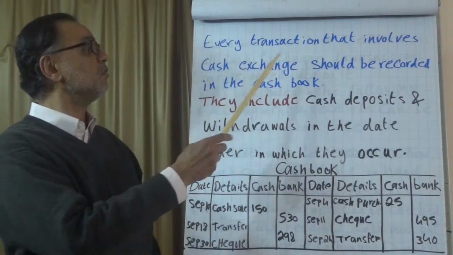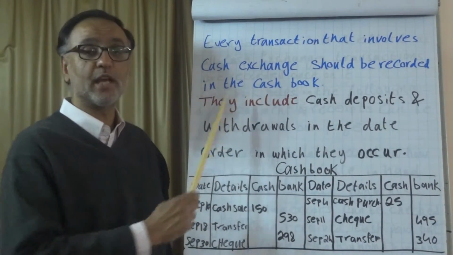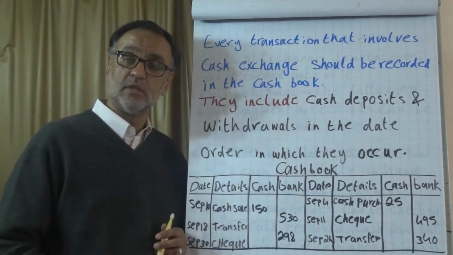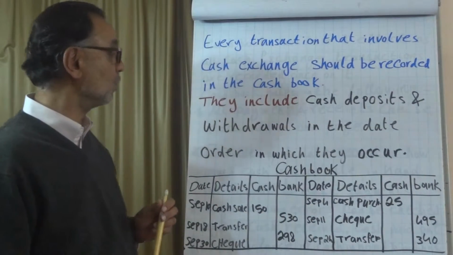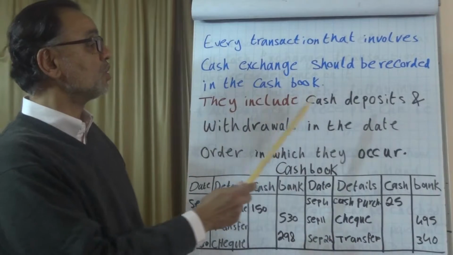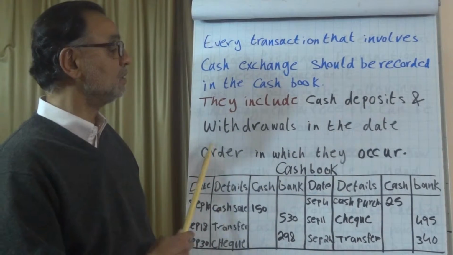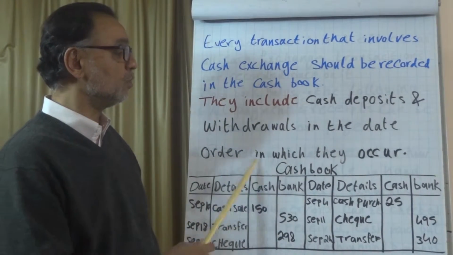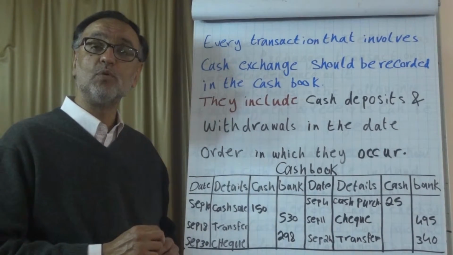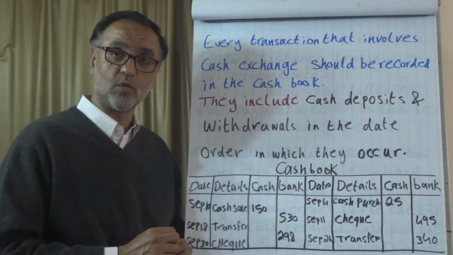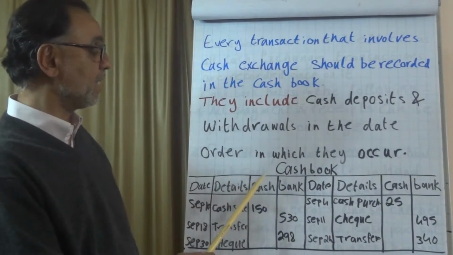Every transaction that involves a cash exchange should be recorded in the cash book. They include cash deposits and withdrawals in the date order in which they occur. So every transaction has to be put in its order according to the date. So let's look at an example of the cash book.